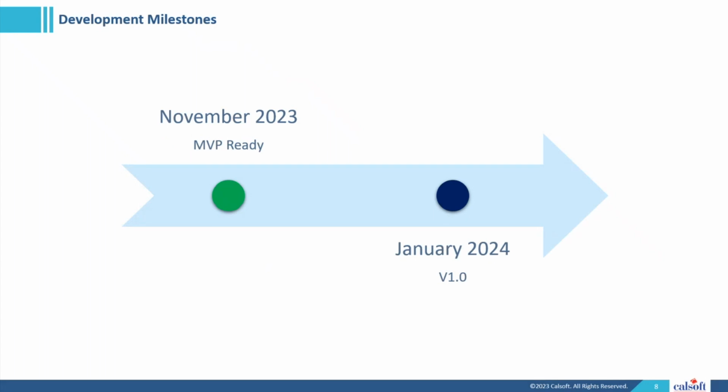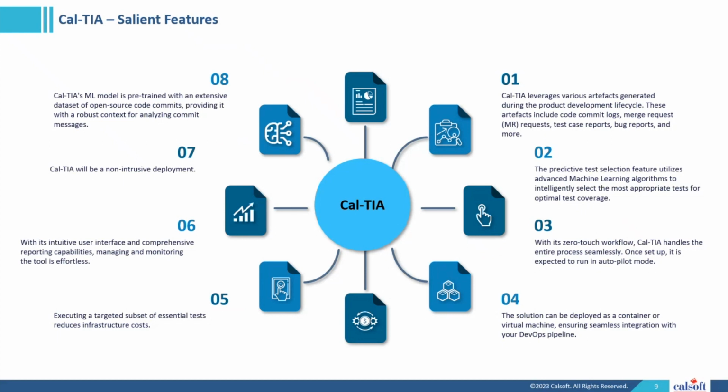So talking about salient features of CalTIA, number one, it leverages various artifacts generated during the product development lifecycle. These artifacts include code commit logs, merge requests, test case reports, bug reports, test logs, and many more. The predictive test recommendation feature of CalTIA utilizes advanced machine learning algorithms to intelligently select and recommend the most impactful test cases for optimal test coverage.